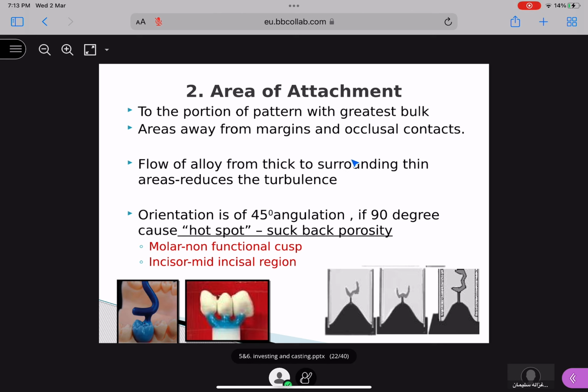Flow of alloy from thick to surrounding thin areas will reduce turbulence, and the orientation is a 45-degree angulation. If you do it at a 90-degree angulation, there will be a hot spot, or you can call it suck-back porosity. Porosity means you can find some small dots in your castings. In the molar, make it on the non-functional cusp area. You see here, it is not in the center; it is slightly on the non-functional cusp area. For the incisor, it should be in the middle of the incisal area. You see how the attachment changes in different shapes according to different areas.